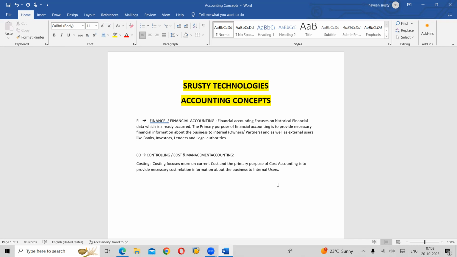Or you can take it as the current cost of producing goods or services. This is extremely for internal users.